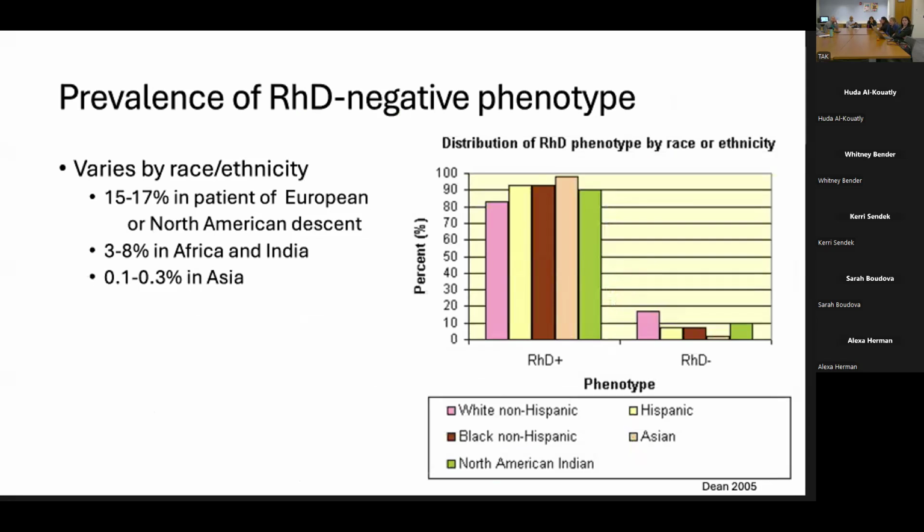So just like ABO groups, the prevalence of RhD negative phenotype varies by race and ethnicity. So we know 15 to 17% in patients of European or North American descent, 3 to 8% in Africa and India, really low numbers in Asia. And just interestingly enough, the highest rates of the RhD negative phenotype are actually found in northern Spain and southern France.